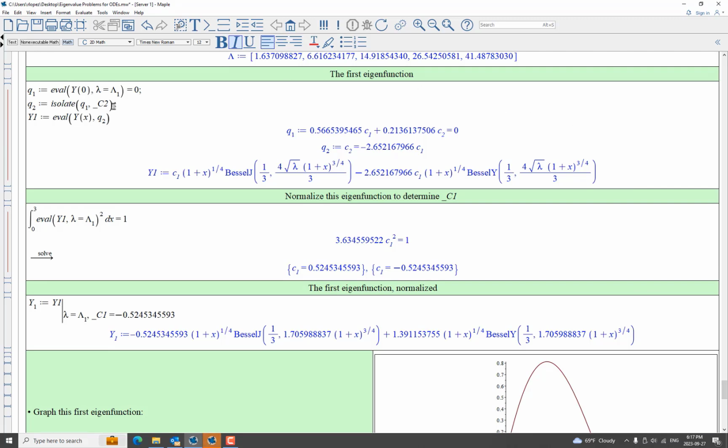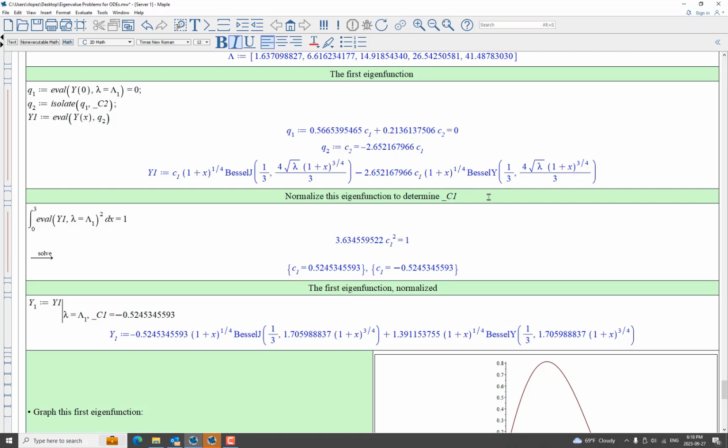So how do we do that? We take one of the boundary conditions, y is 0, and we put in lambda equals the first eigenvalue. Then we isolate one of these constants in terms of the other. I did C2 in terms of C1, and put it back into the general solution. So we have a C1 here and a C1 here.